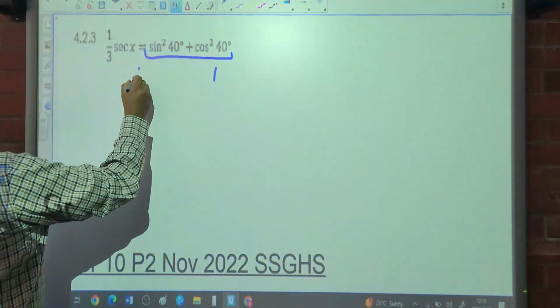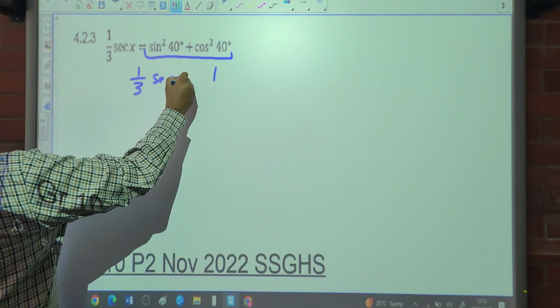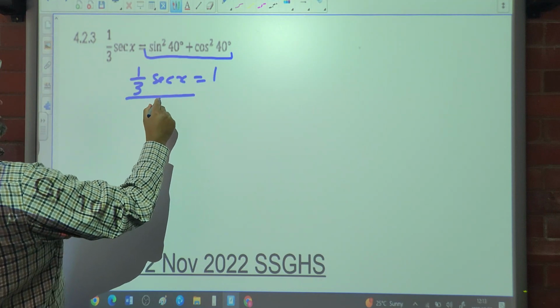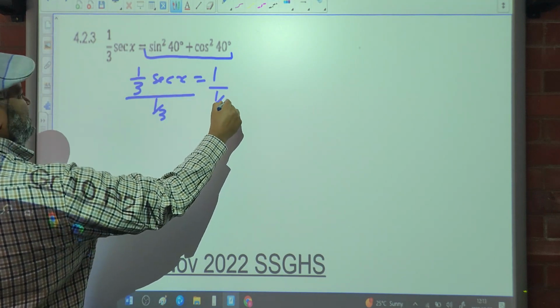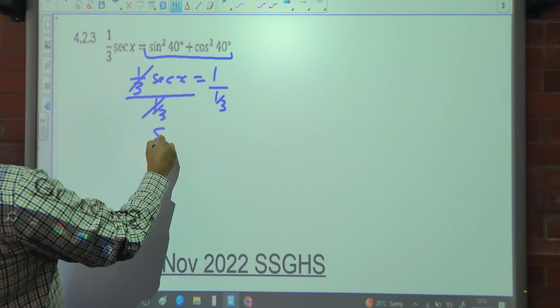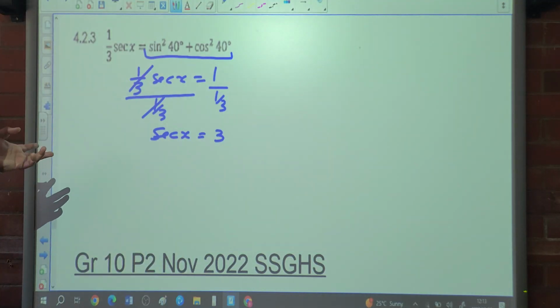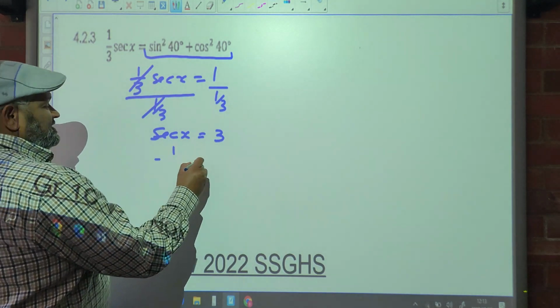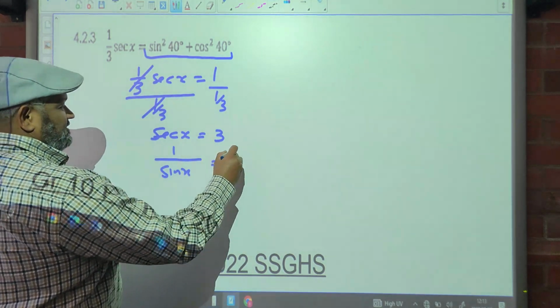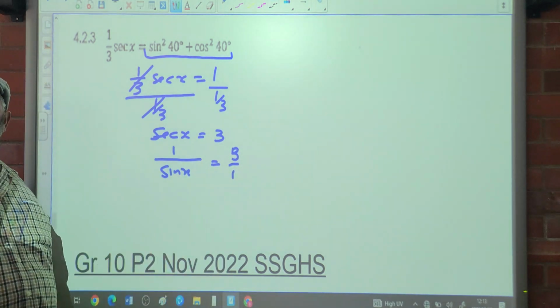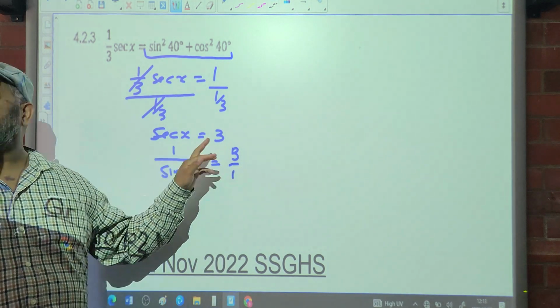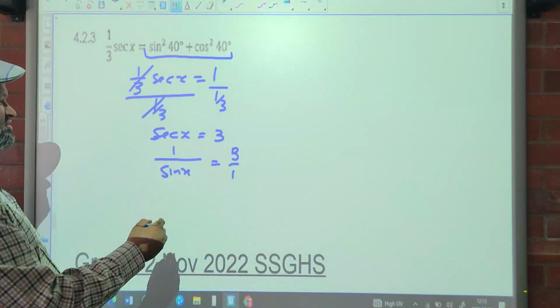So 1 is equal to 1/3 sec x. So to get sec x on its own, I divide by a third. So that cancels. So sec x is equal to 3. But now, do we have an arc sec button on a calculator? No. So sec is the inverse of? So in other words, 1 over cos x is equal to 3 over 1, not so? So what I can do is flip. I can take the reciprocal both sides, so I can cross multiply.